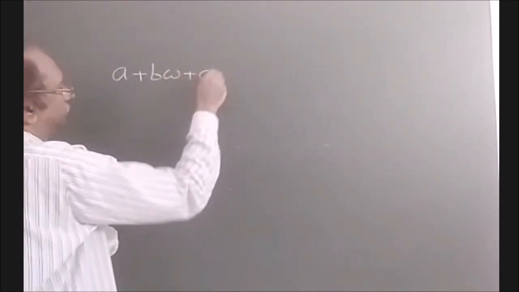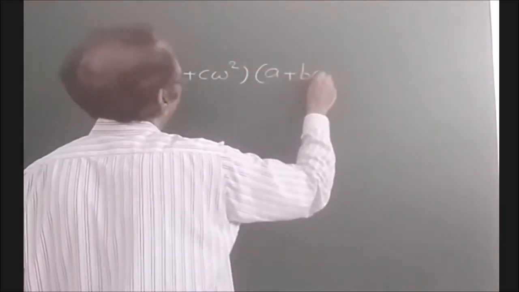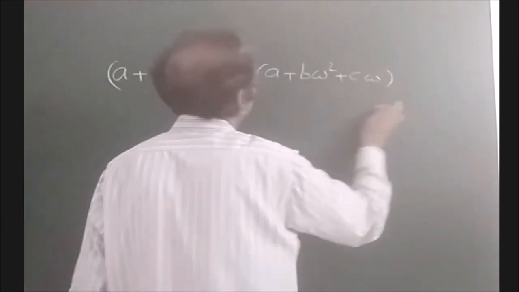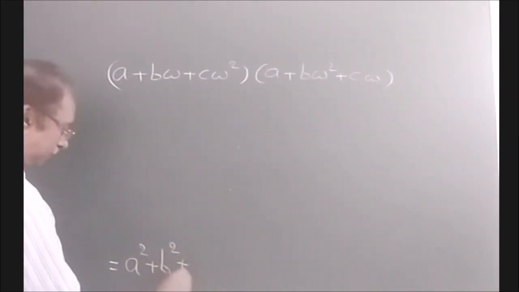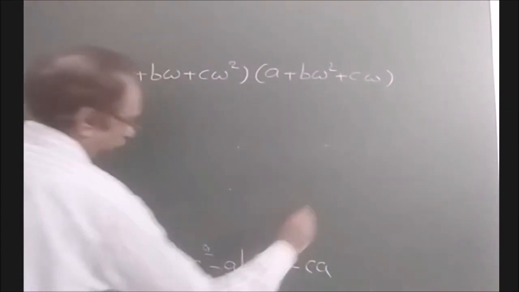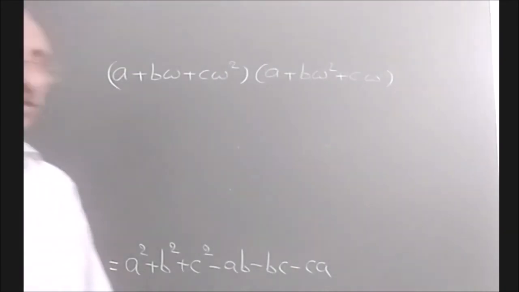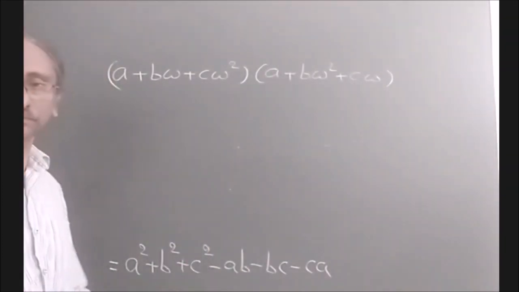See, just one result. What is this? A plus B omega plus C omega square, into A plus B omega square plus C omega. By multiplying those two, what do we get? So this is the final result: A square plus B square plus C square minus AB minus BC minus CA. Suppose in the examination, it is given: find this product, or prove that this is equal to this one. Then what should we do?